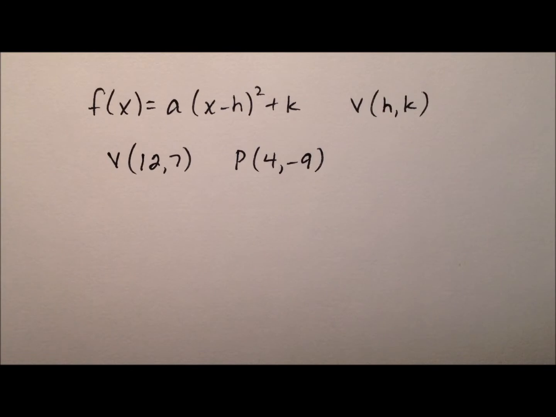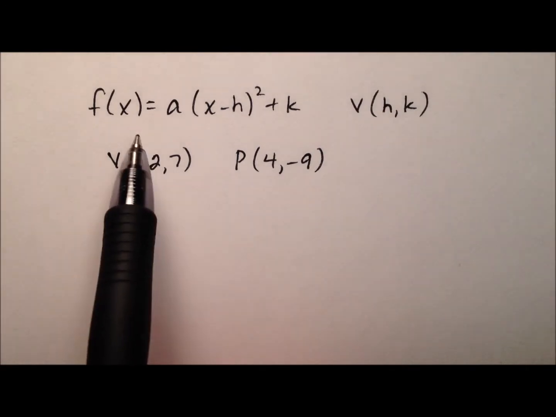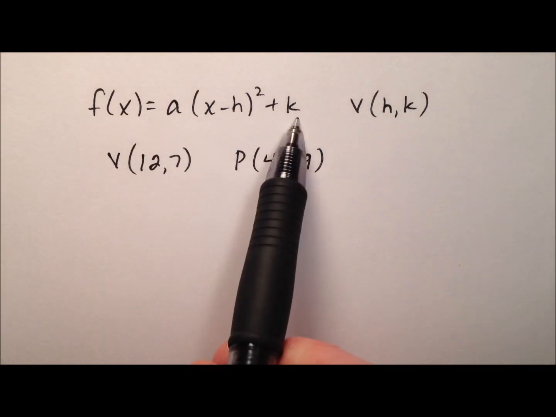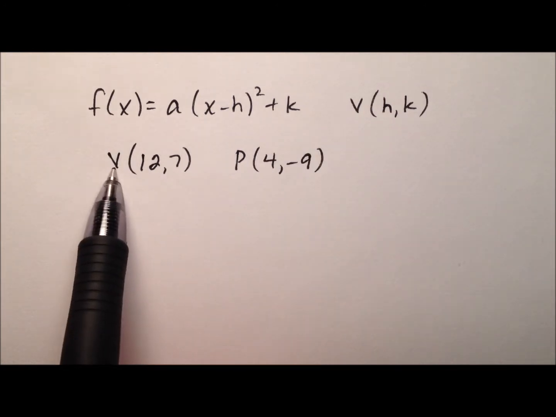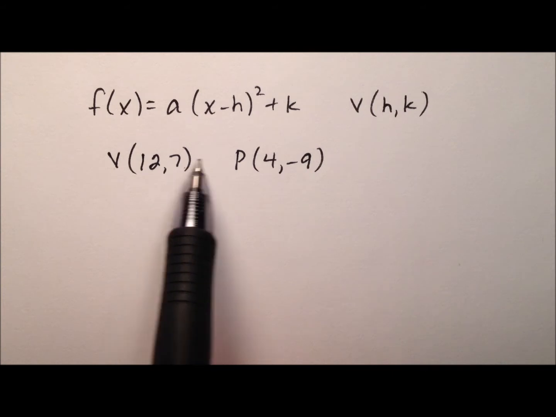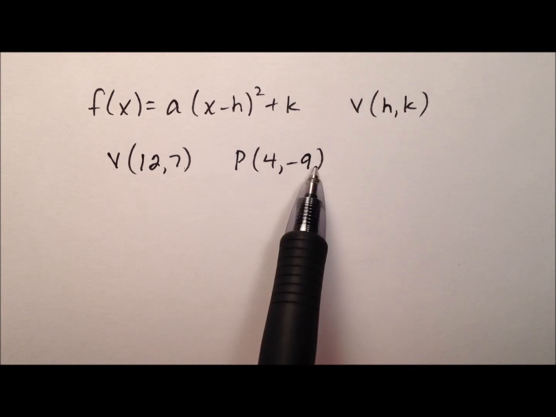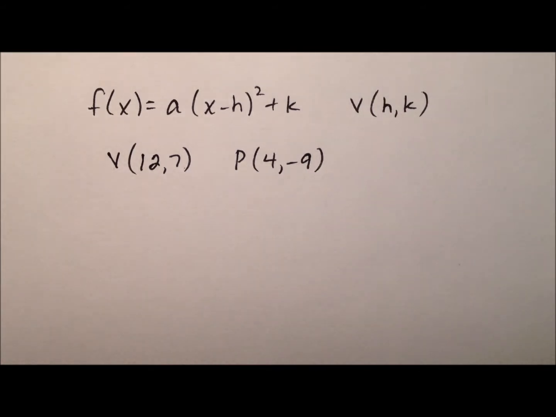In this example, we're going to determine a quadratic function, and we're going to write it in vertex form, where the parabola, or the graph of this function, has a vertex at (12, 7), but one of the legs also passes through this ordered pair (4, -9).